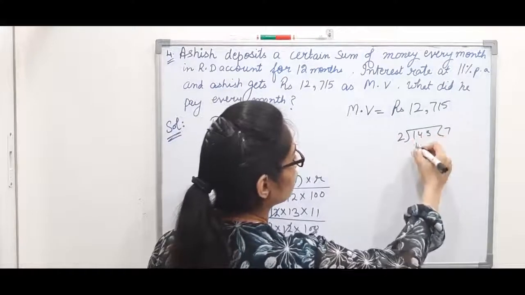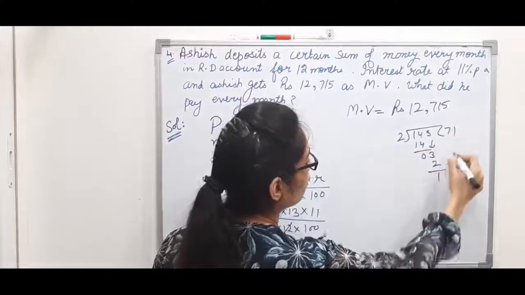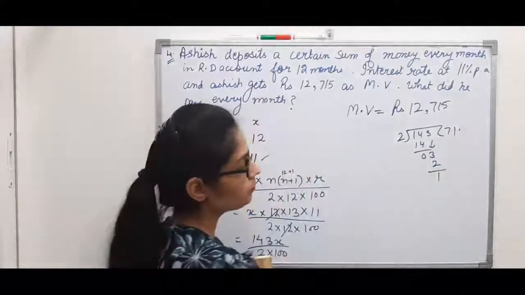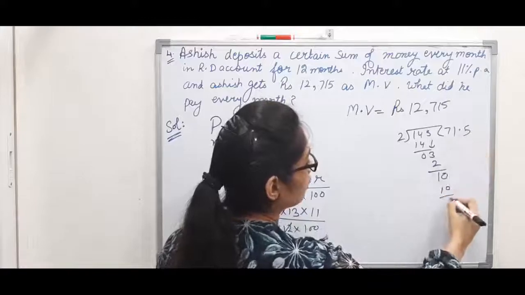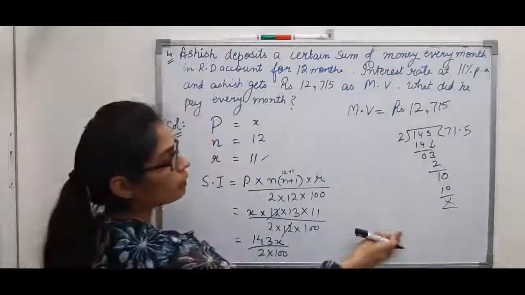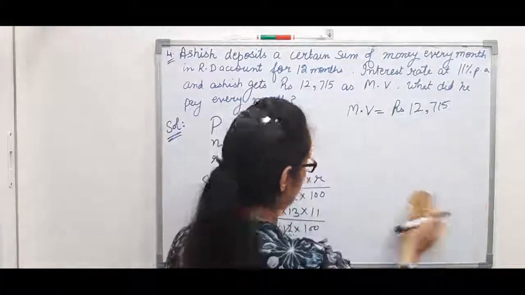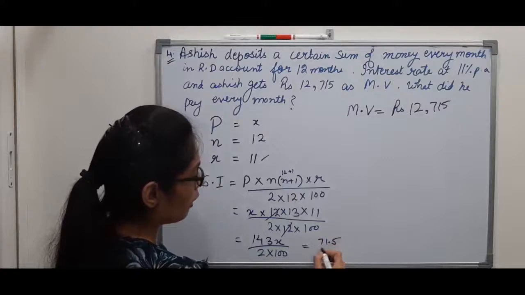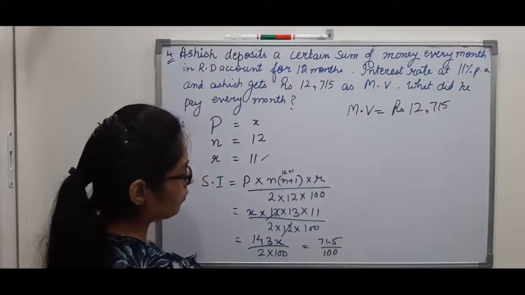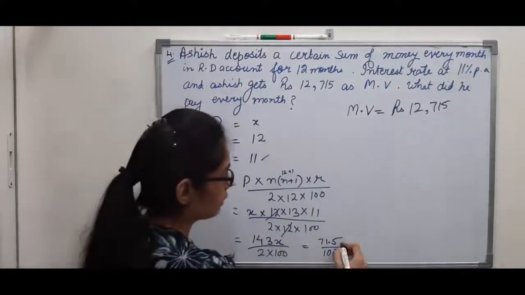2 into 7 is 14. 2 into 1 is 2. I will apply a decimal over here. 0 will come. 2 into 5 is 10. So on dividing 143 by 2, I got 71.5. So now I am left with 71.5 divided by 100 into x.